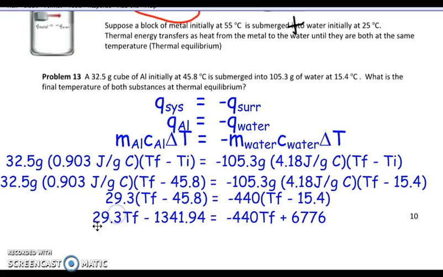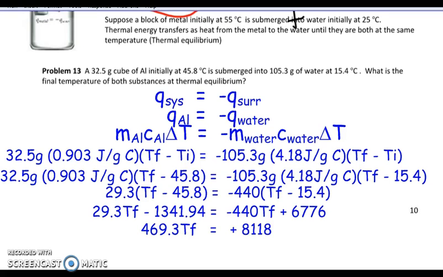So I distribute the 29.3 TF minus, and then multiply these two numbers here, and there I go. So now what am I going to do? I'm going to combine like terms. I'm going to add 440 TF to over here. And I'm going to add 1341 to this side over here. So when I do that, here I get 469.3 TF equals positive 88118.